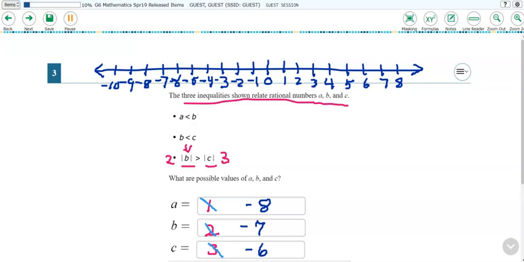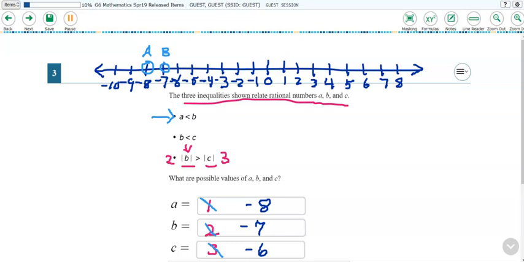So looking at a number line, I made A a -8. Okay, so that is A. All right, and then I made B a -7. Okay, so that is B. So looking at the number line, does that fulfill this one, that A is less than B? Yes, because A is further to the left on the number line.